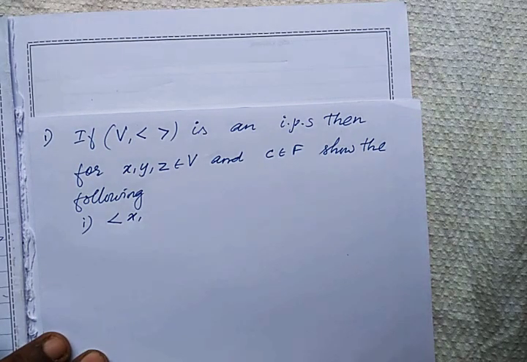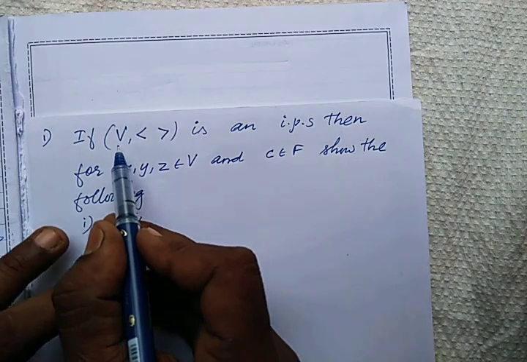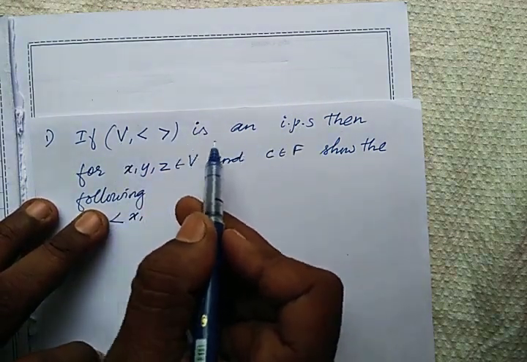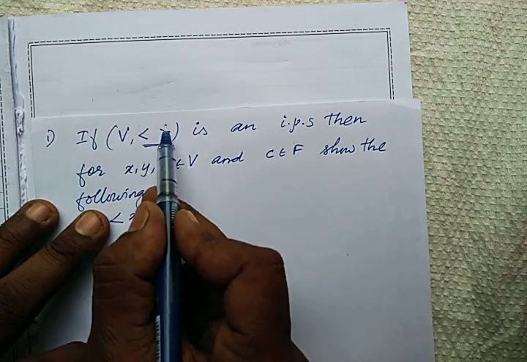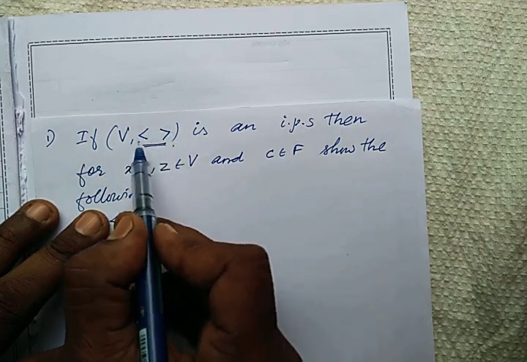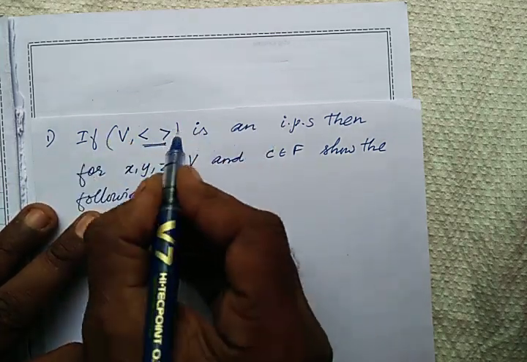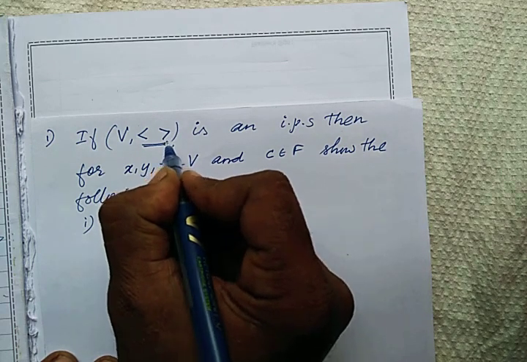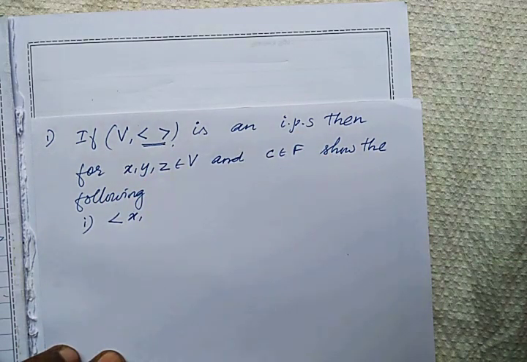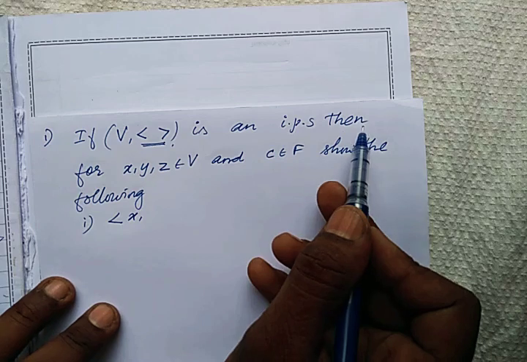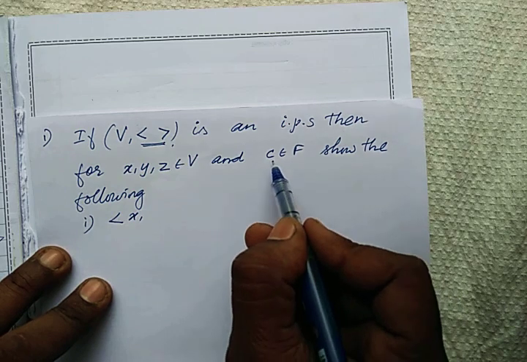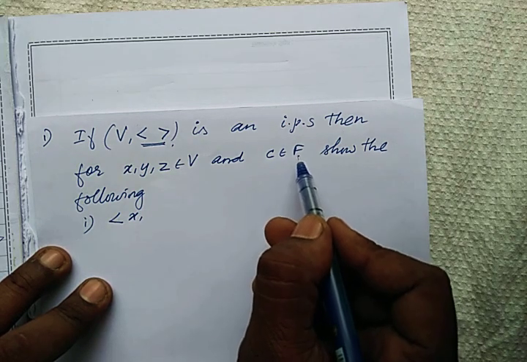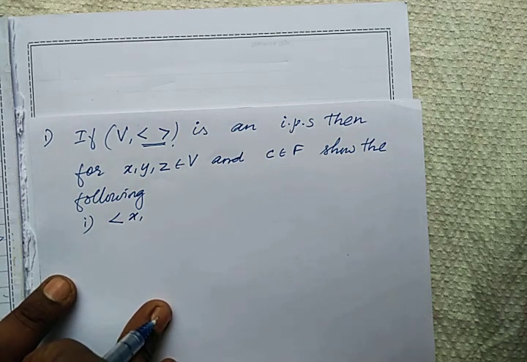It's the third video in the inner product space. If V is an inner product space with respect to this inner product, here the inner product is given simply straight away like this. We may put some 1, 2 there to distinguish different inner products. If V is an inner product space, then for x, y, z in V and for any scalars in the field F, show the following statements.